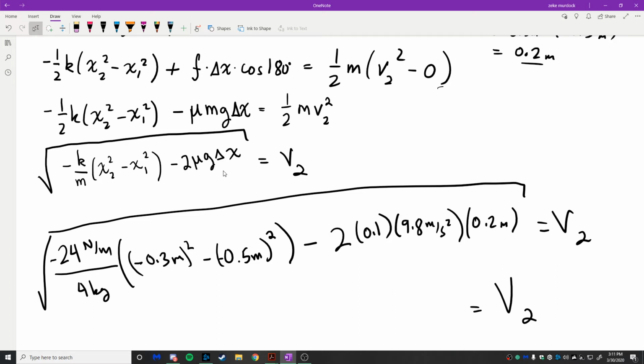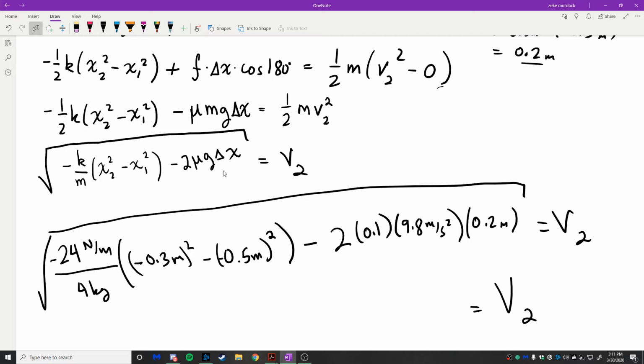So quick question before I look at the answer. Do we expect the answer to be bigger or smaller when we add friction? What's going to happen to the velocity? Is it going to go up or is it going to go down? It has to go down, right?